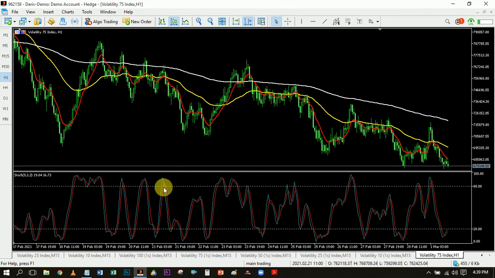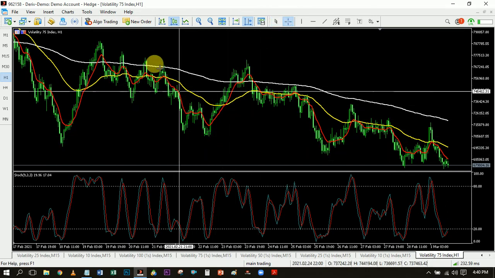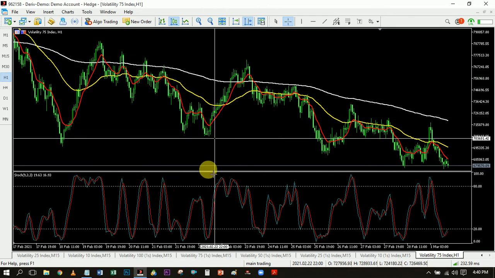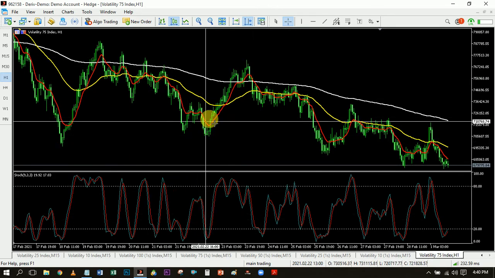Then I want to see a little pullback, right here. I want to see a little pullback to the overbought region. This tells me that even though the trend is moving downwards, it has given me a little bit of discount to the overbought region right here for the next movement downwards. You can see this is a very good scenario right here. The market was coming down, then it pushed back up.